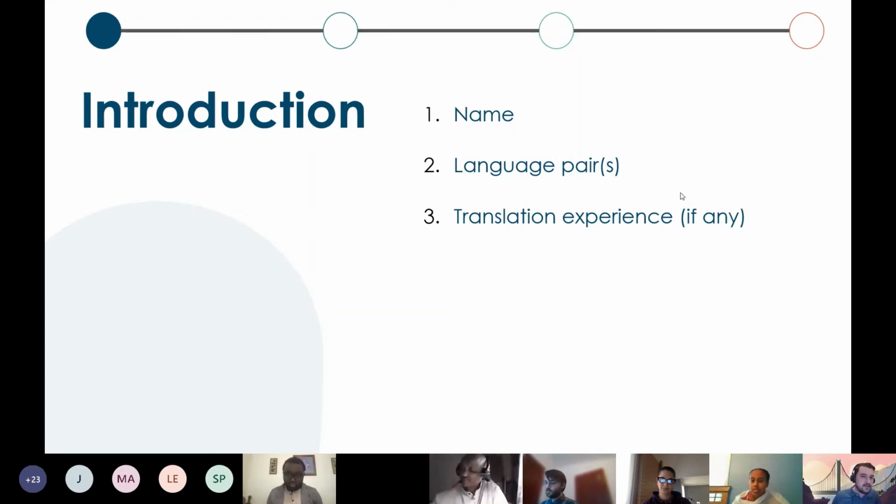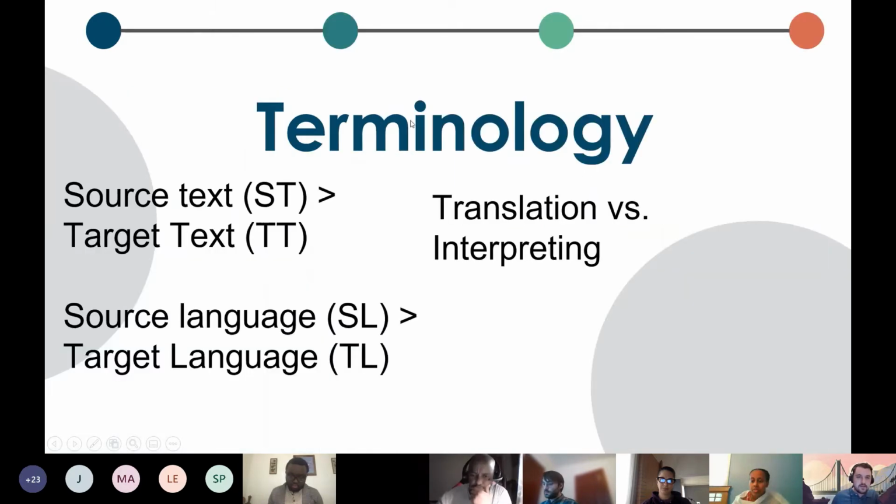So I can tell you what I would like to go over now. Of course, with our terminology, we have source text and target text, source language and target language, and translation versus interpreting. So those are the basic words that I wanted to go over today. Does anybody know what source text and target text means? Yes, source text is the text given to translate.